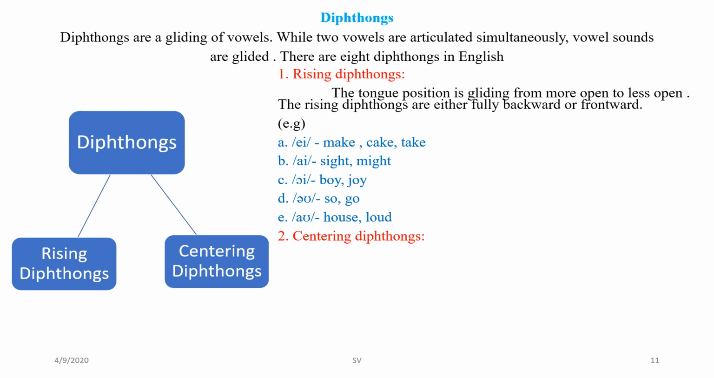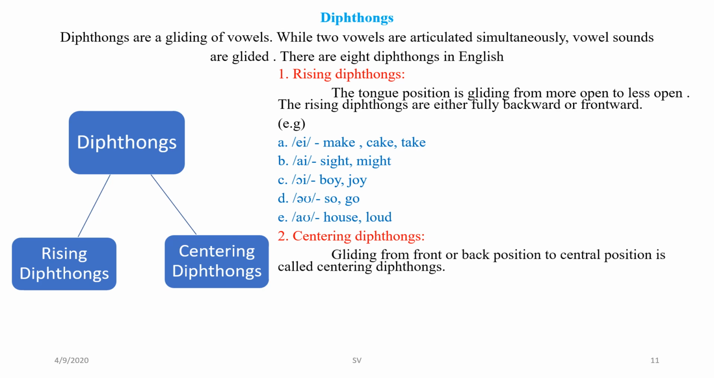Second one is centering diphthongs. Gliding from front or back position to central position is called centering diphthongs. Example, A is pronounced ear: here, idea. B is pronounced air: bear, care. C is pronounced poor: poor, doer.